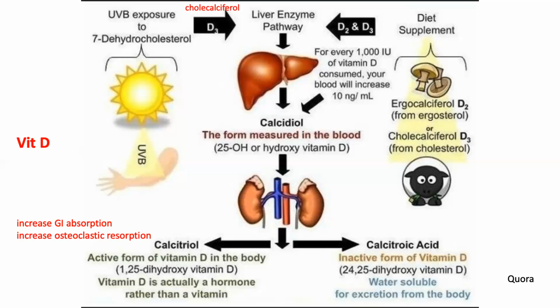This form of vitamin D is the most accurate indicator of the body's vitamin D status. Finally, it will be taken to the kidney where it undergoes a second hydroxylation and becomes 1,25-dihydroxy vitamin D. This is the active form of vitamin D, also called calcitriol. The job of calcitriol, or active vitamin D, is to increase the gastrointestinal tract absorption of calcium and increase the osteoclastic resorption from the bone.